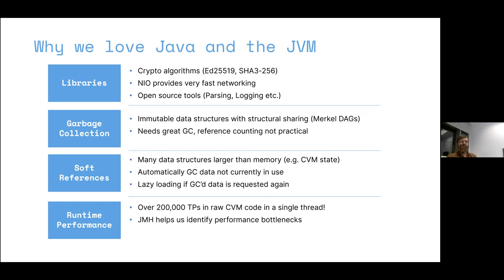on a single machine. So we use soft references so that the garbage collector can get rid of stuff that we're not currently using. And if we do need that data, we can always pull it back in again from storage. And soft references really give us this capability. And then, of course, the general JVM performance is great. So we can get a great runtime performance out of it. In fact, the performance bottlenecks are more the crypto algorithms rather than the code execution speed on the JVM.